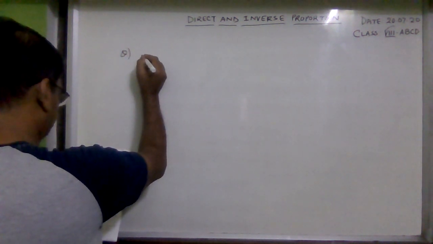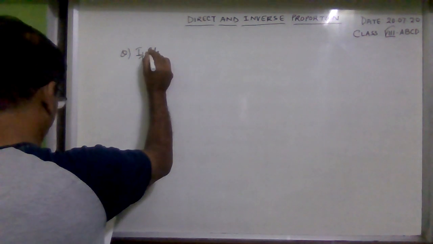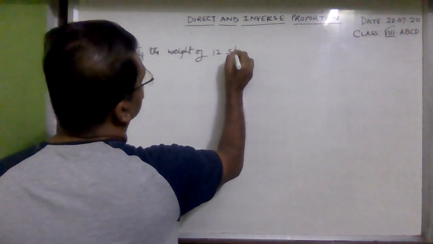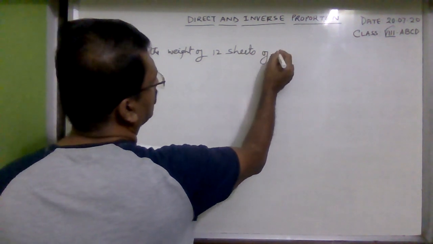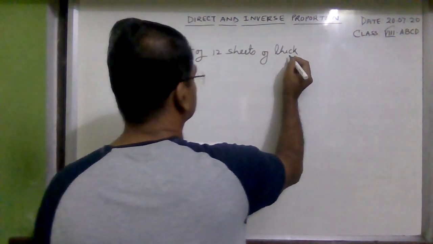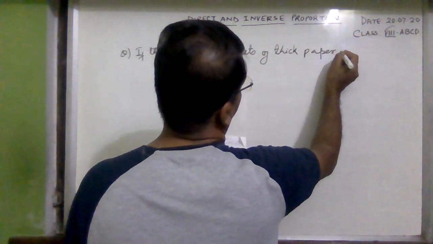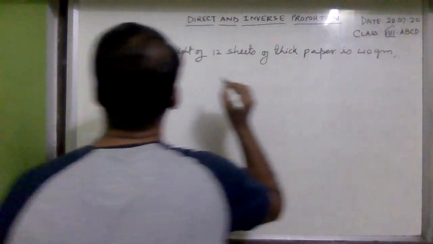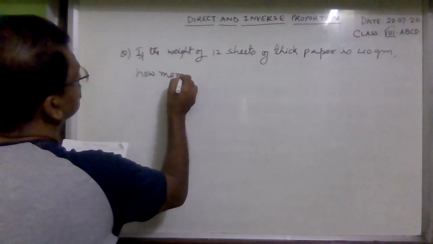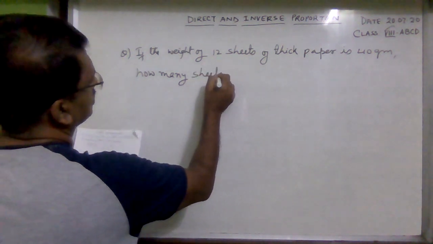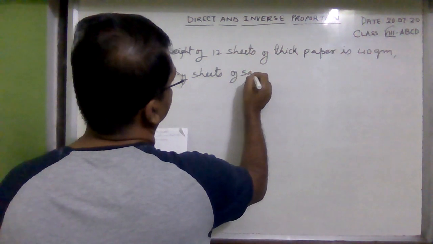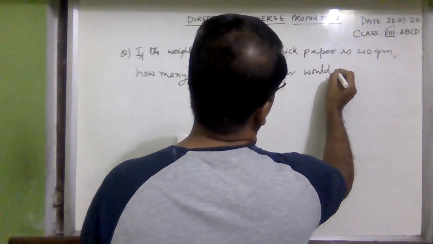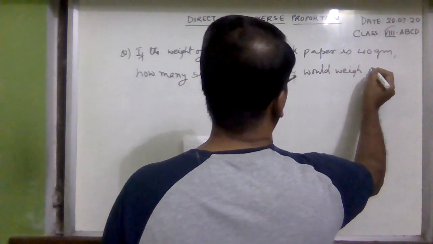Next question is, if the weight of 12 sheets of thick paper is 40 gram, how many sheets of same paper would weigh 2.5 kg?